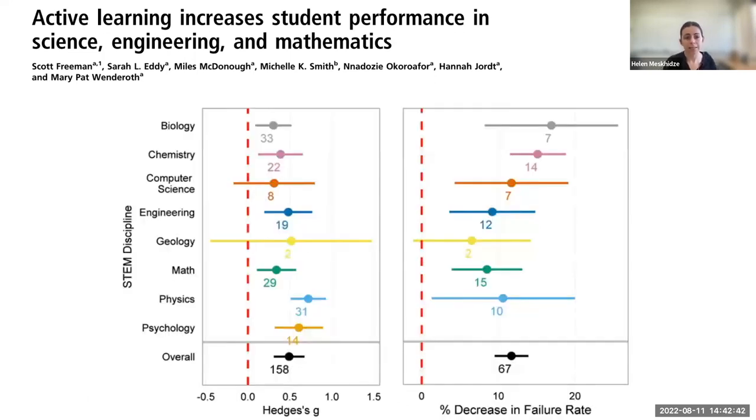In STEM fields, they find that the overall failure rate of students decreases when you use active learning. So that's the right plot there. And you can see that it's a percentage decrease in failure rate, and all of it is above 0, meaning that for every course, fewer students failed when active learning was implemented.